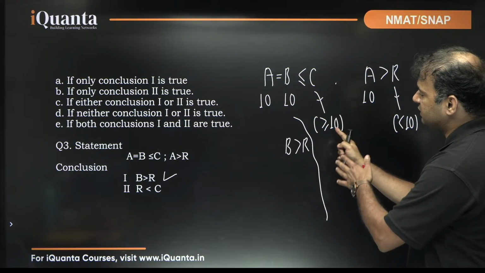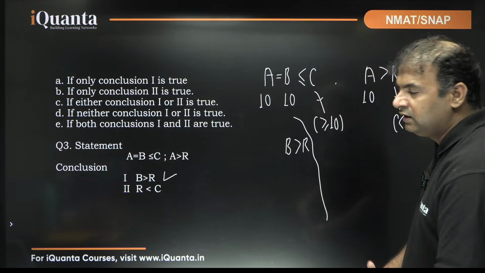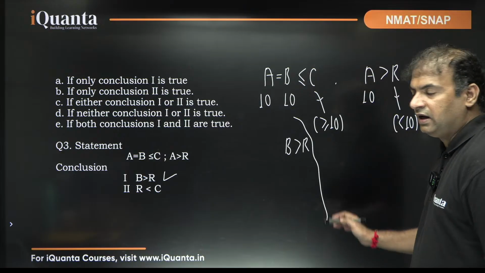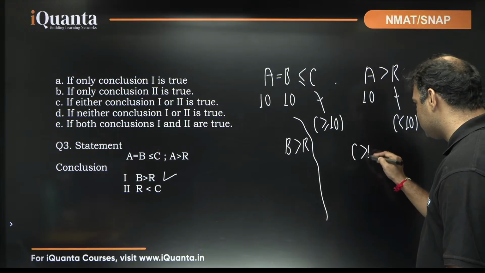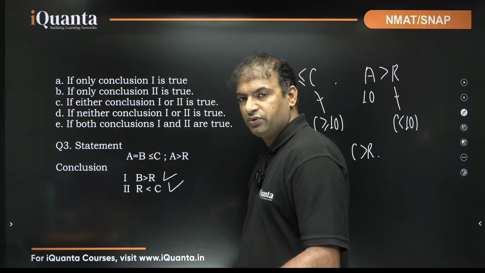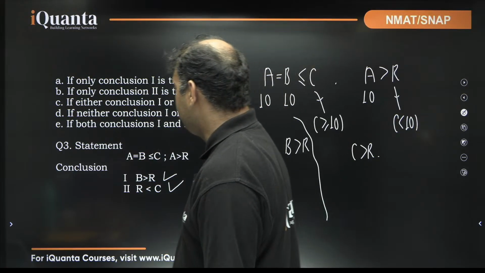See, even if C is 10, R is less than 10 and C has to be greater than R. And if C is greater than 10 and R is less than 10, then also C is greater than R. So in both the ways, in all the ways, C has to be greater than R, or R has to be less than C. That means this is also true, and we can say the answer is option number E, right? Anyone any doubt on this?